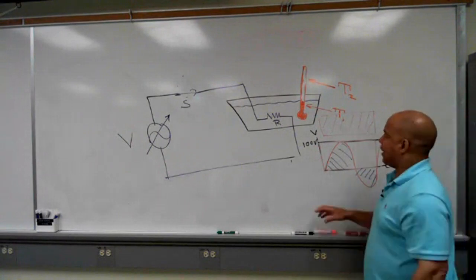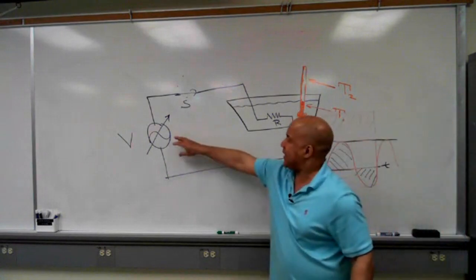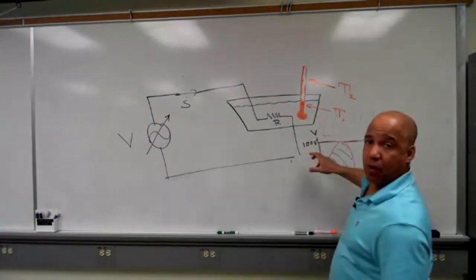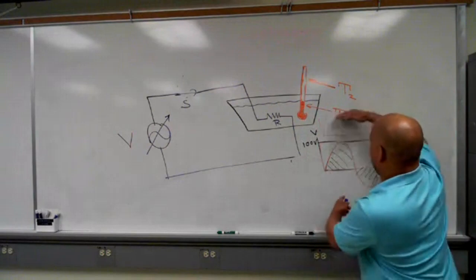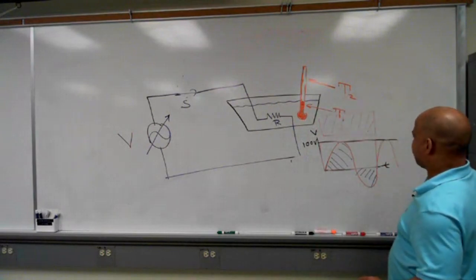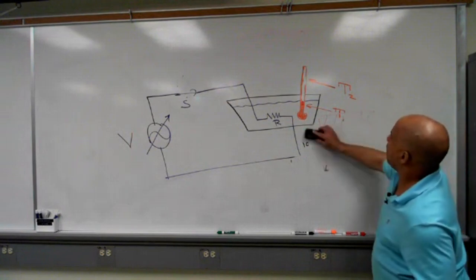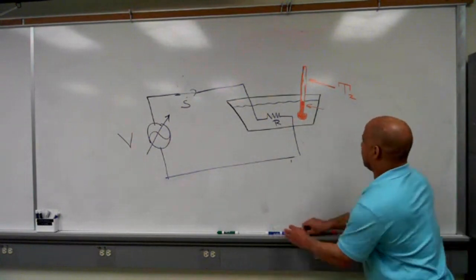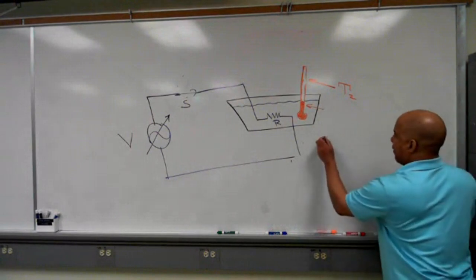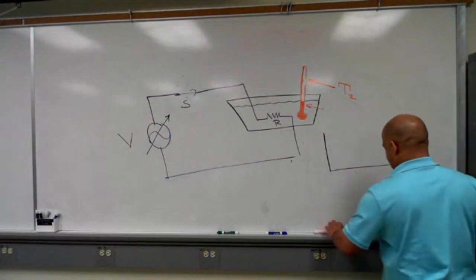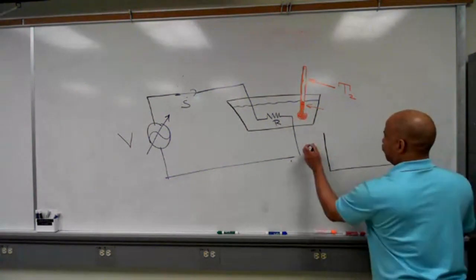The point I'm making is if I want the AC to do the same amount of work as the battery, I'm going to have to turn this up more. I've got to turn it up and make the AC bigger. One way to think about it is like this. Suppose I had the DC source of 100 volts. So let me make my graph for that, 100 volts over time. So it was 100 volts.